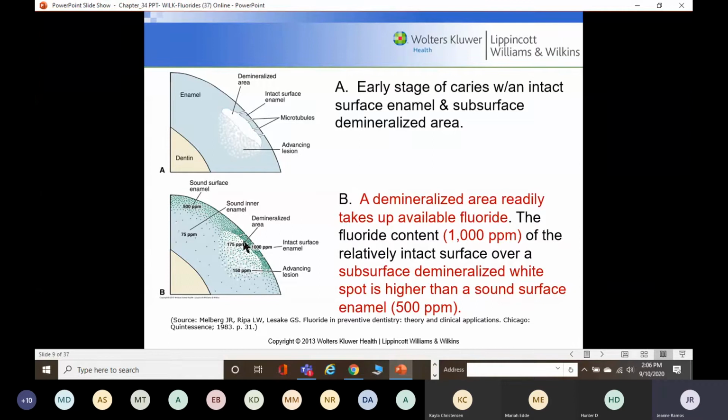Where when you have this demineralized area, it's going to soak it in, and you'll have 1,000 parts per million on the surface. So the demineralized area is getting 175 parts per million. Even the advanced lesion has 150. Here's sound enamel, where nothing is wrong with it, no demineralizing or anything. 500 parts per million go into sound, and the inner layer would be only 75 parts per million.